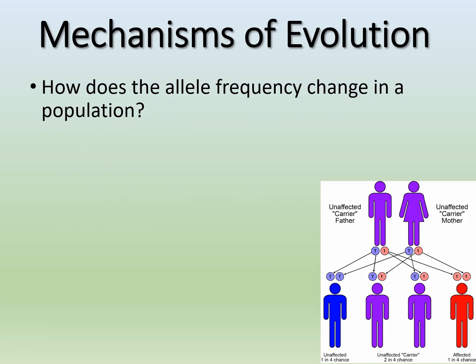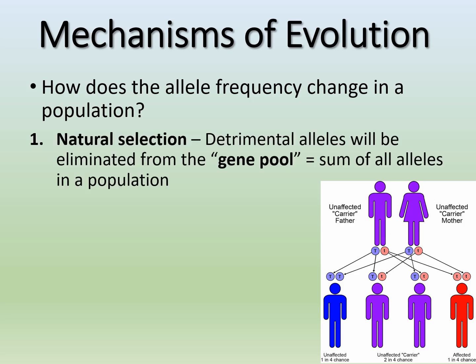So just like we talked about, a very beneficial phenotype can become fixed, we also see the opposite. Detrimental alleles can also become eliminated from the gene pool. Gene pool is just another term for the sum of all alleles in a population, right? So it has to equal 1. Essentially, all the frequencies have to equal 100%. So that represents our gene pool.